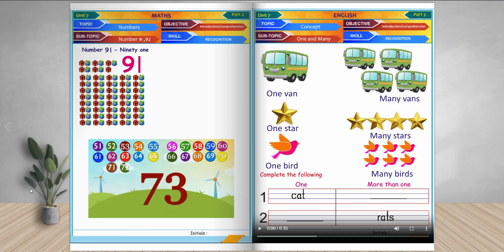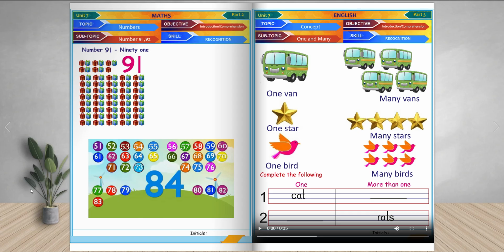72, 73, 74, 75, 76, 77, 78, 79, 80, 81, 82, 83, 84, 85, 86, 87, 88, 89, 90, 91. Write the number.